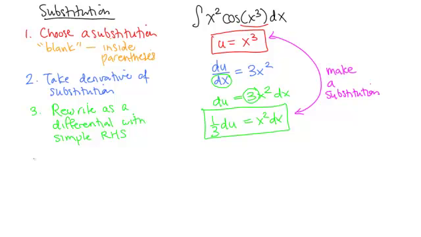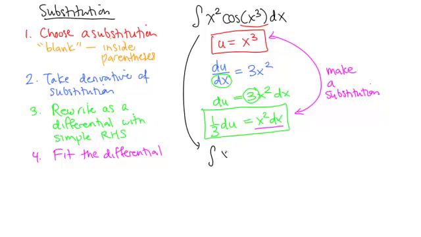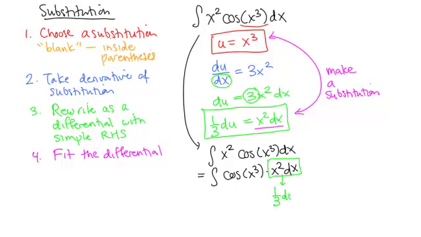And in fact, the next step, step 4, is going to be the most important one. We have to fit the differential. What that means is we're going to have to see if we have the expression x squared dx in our integral. And if we do, we're going to replace that x squared dx with 1/3 du. Now, let me bring back my integral down to here. This was the integral of x squared times cosine of x cubed dx, which for convenience I'm just going to rewrite as cosine of x cubed times x squared dx. So in fact, I do have an x squared dx. So this piece right here, I'm going to replace with 1/3 du.